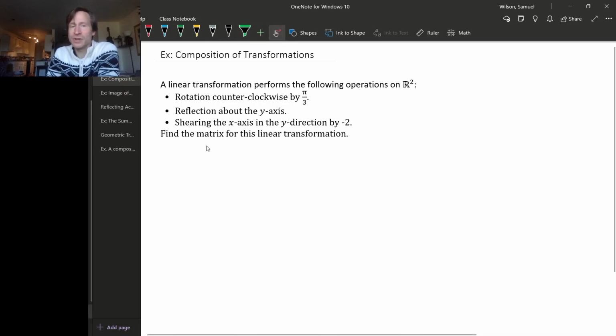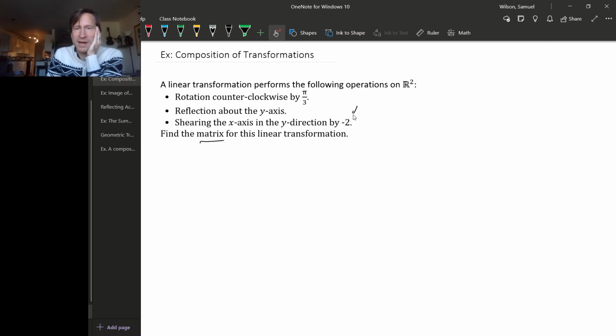To see how we can use these, let's come up with a matrix for the linear transformation that performs these geometric operations in this order. So first rotation counterclockwise by pi over 3, then reflection about the y-axis, and then shearing the x-axis in the y direction by -2. So, rotation is going to spin it. Reflection across the y-axis reflects horizontally. And shearing the x-axis in the y direction, that's going to tip the x-axis towards the y-axis like this.